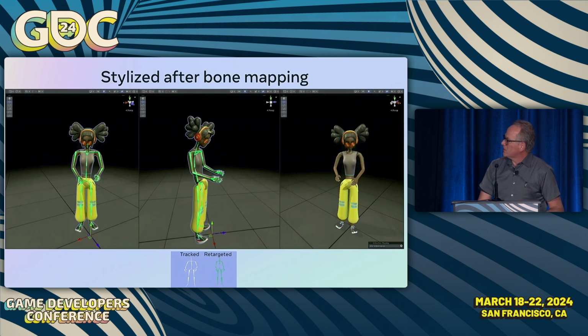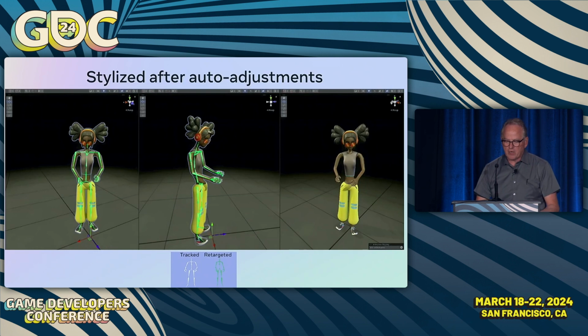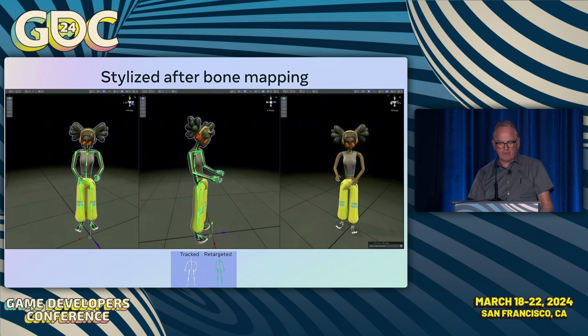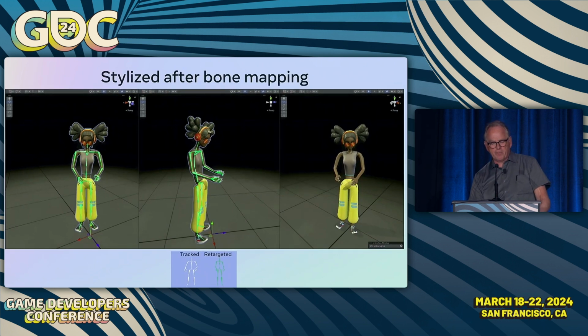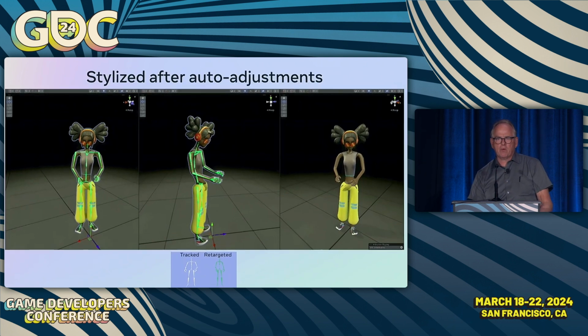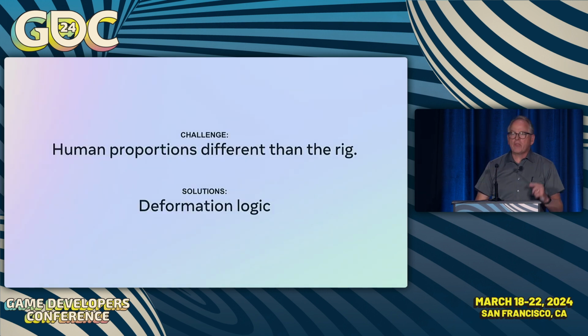This is a stylized, same thing. Here it is after the bone map, and here it is after the auto adjustment. So you see, going back and forth, it looks like almost she's doing a little dance here or something. We've got the hips going back where they should, and everything looks okay. Now, those were all the easy ones to apply.